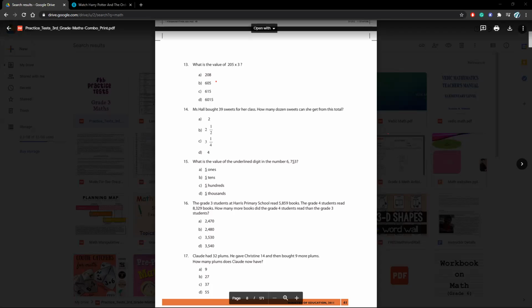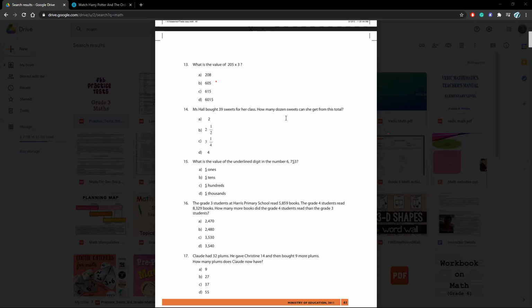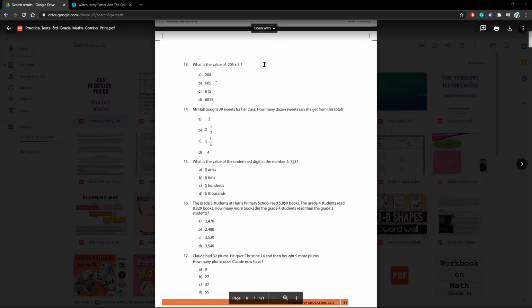Who's going to go next? Manasvi, get your. I don't get it. So basically, here it's saying Mrs. Hall bought 39 sweets for her class. How many dozen sweets can she get from this total? Which means, a dozen means 12. So you're supposed to divide 39 by 12. So if we do that, let me just get the text tool.